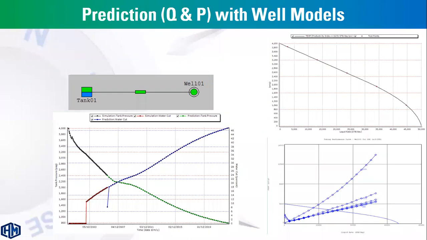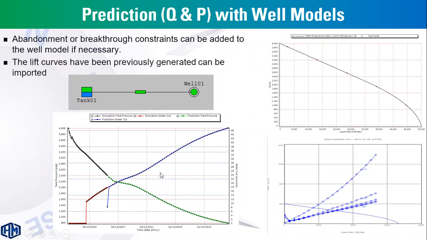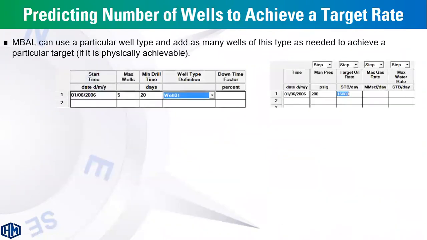Also, you can make predictions of flow rate and pressure based on specific well models. So you can define the IPR model and VLP model, and accordingly you can predict the reservoir performance in terms of the tank pressure. In this relationship we also have the water cut increase as the average reservoir pressure drops.